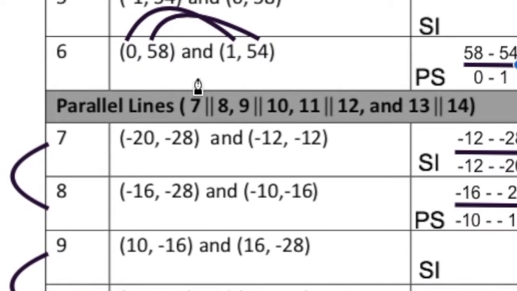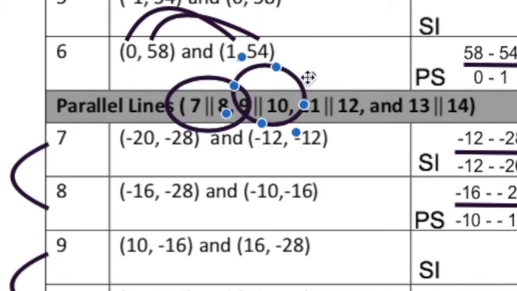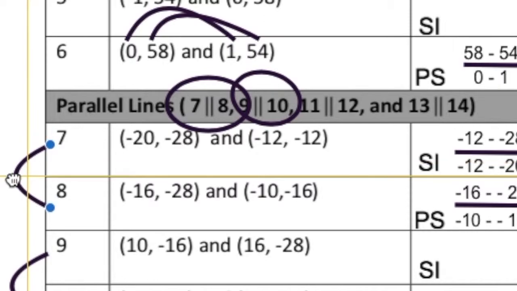Coming down to lines 7 through 14, this notation right here says that lines 7 and 8 are parallel. Lines 9 and 10 are parallel. 11 and 12 are parallel. So that's why I joined them together with these little curves here. And there's something important to know about parallel lines. Parallel lines have the same slope.